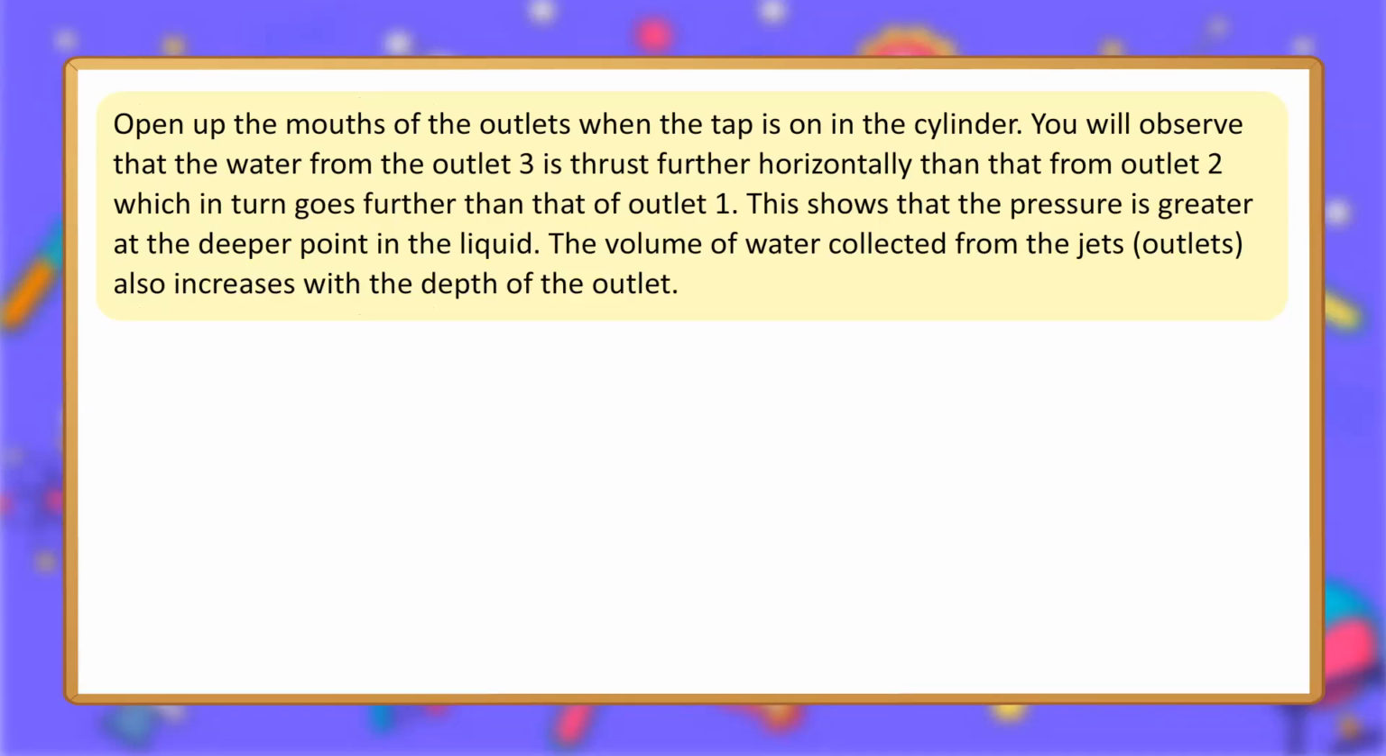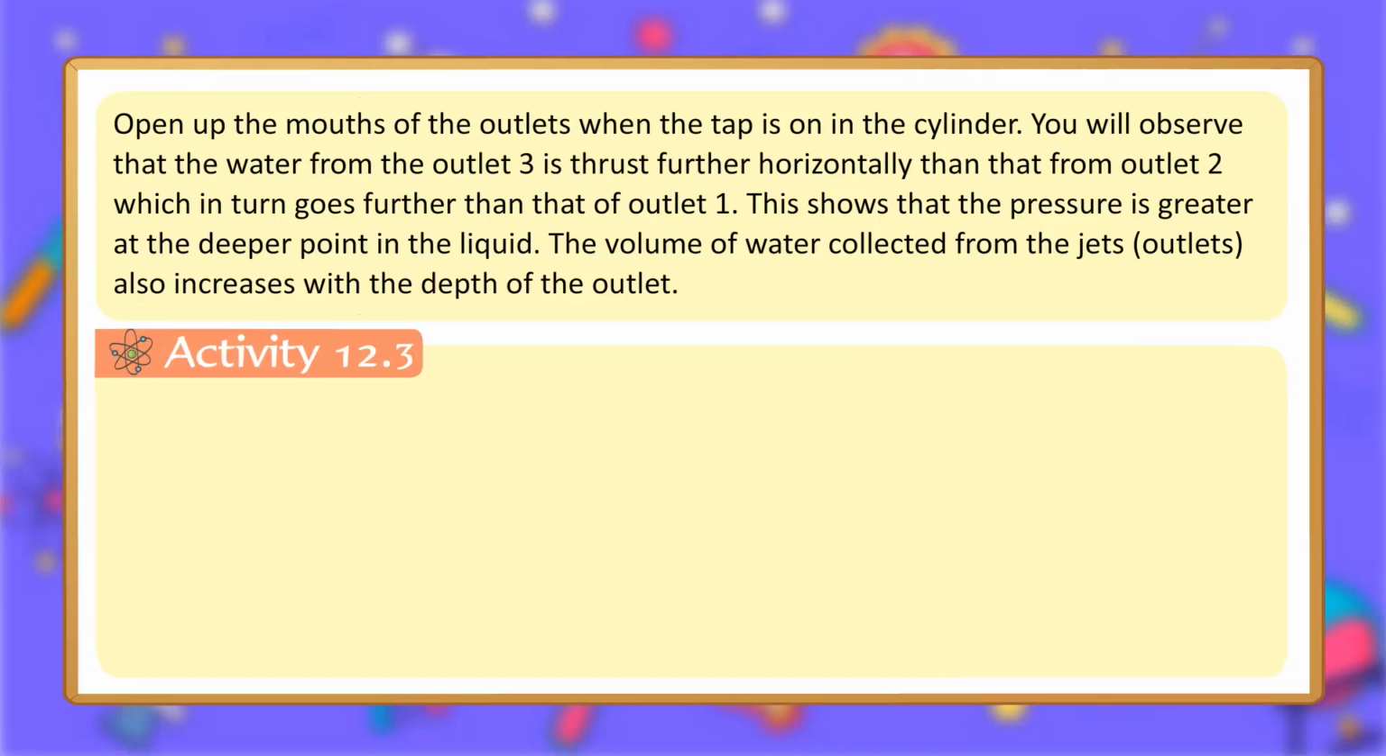You will observe that the water from outlet 3 is thrust further horizontally than that from outlet 2, which in turn goes further than that of outlet 1. This shows that the pressure is greater at the deeper point in the liquid. The volume of water collected from the jets, outlets, also increases with the depth of the outlet.